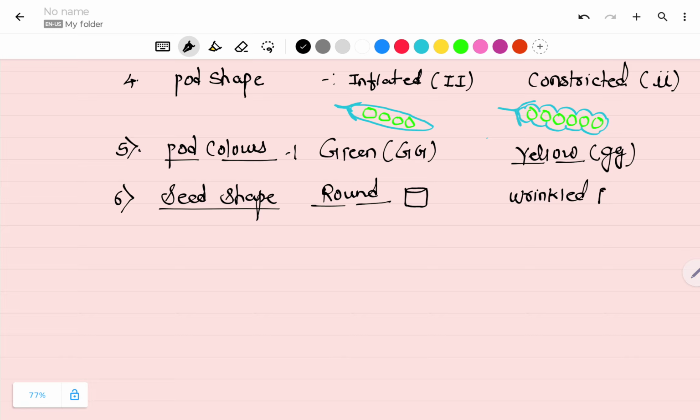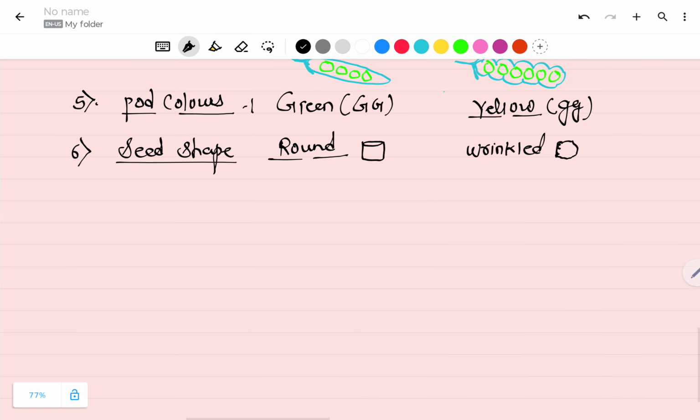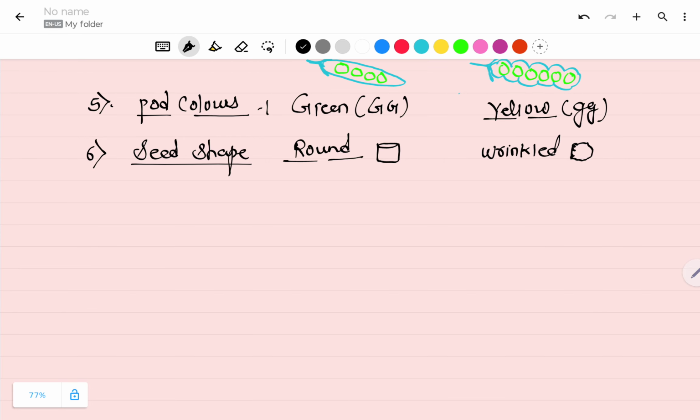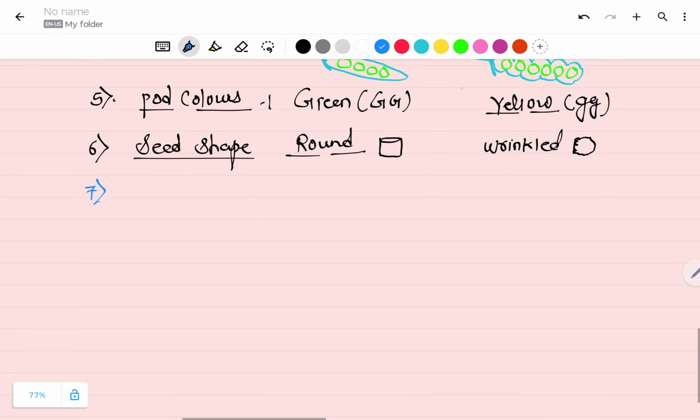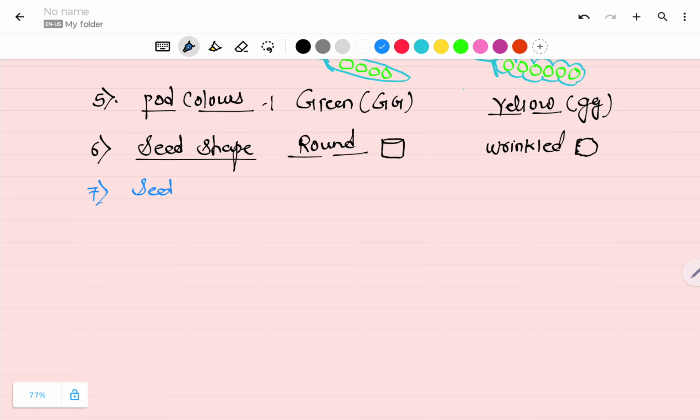Now the seventh and last characteristic of the pea plant is seed color. The dominant color is yellow, and green is the recessive color. Yellow is represented as the capital Y, and green is represented as the small y.